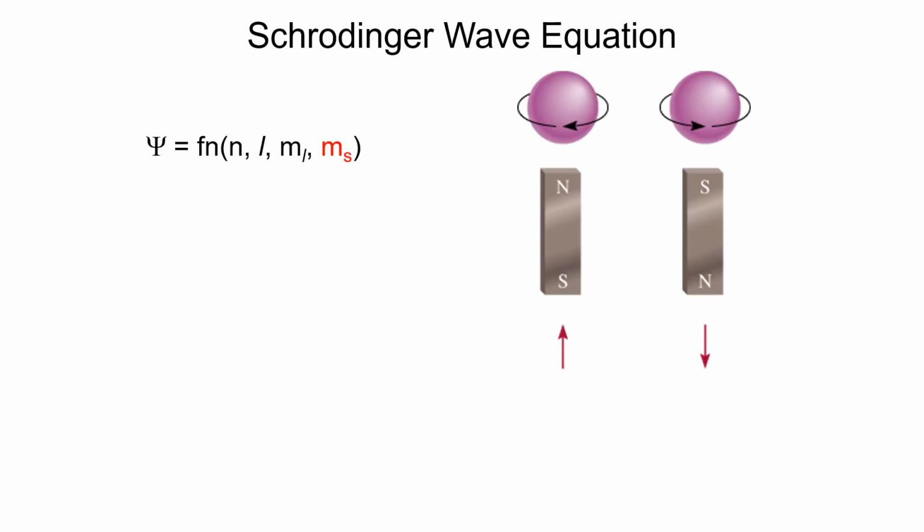The final quantum number is not attributed to Schrodinger's wave equation. The first three are. But what m sub S designates is the spin of the electron. And it's called the spin quantum number. It has one of two values, either plus 1/2 or minus 1/2.